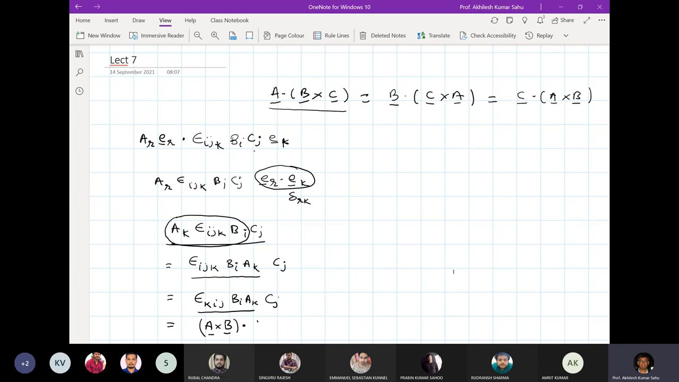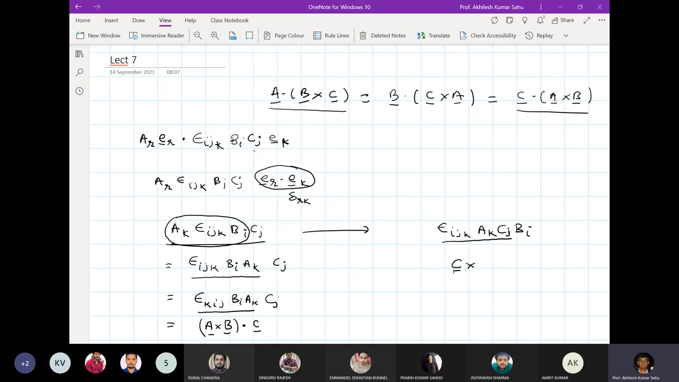Right, so A cross... then I can also write this like this. So let's say I'm writing epsilon ijk, and then I'm writing ak cj and bi, and then this, right? See this one, it's epsilon ijk ak cj. So in epsilon, j is appearing before k. So if I write the index notation for this, epsilon ijk ak cj, it will be c cross a, right?